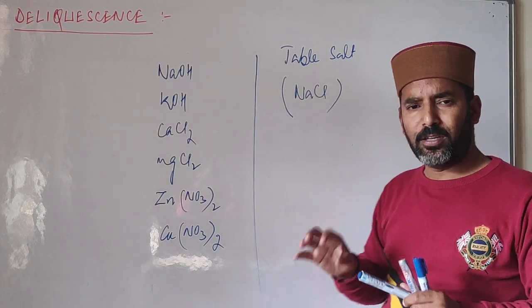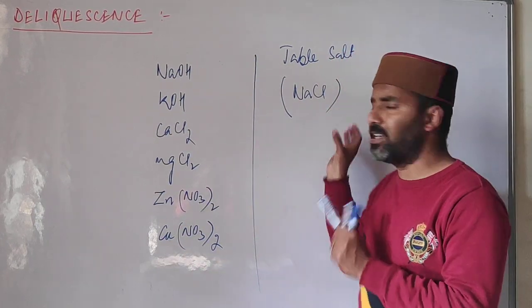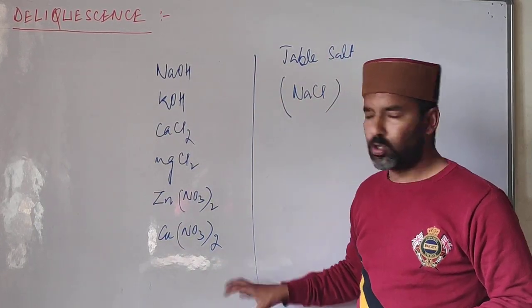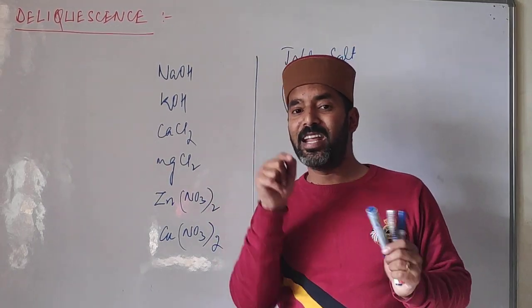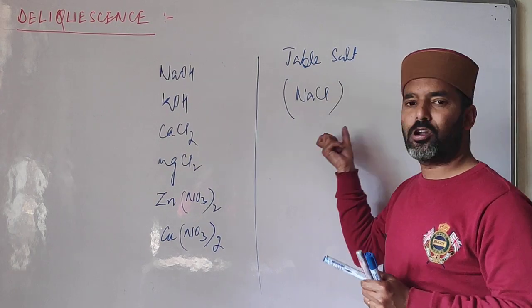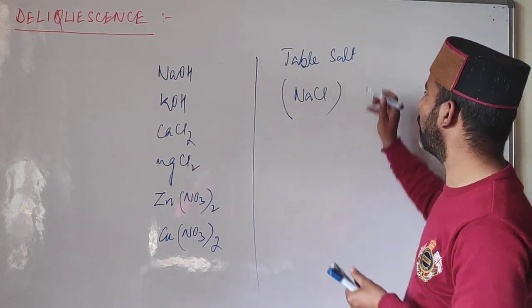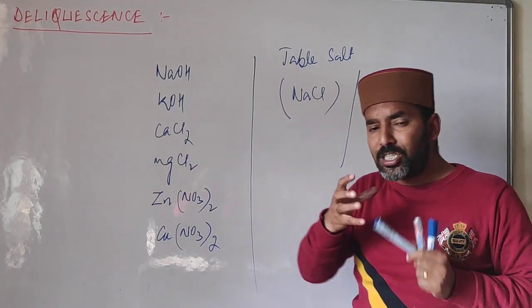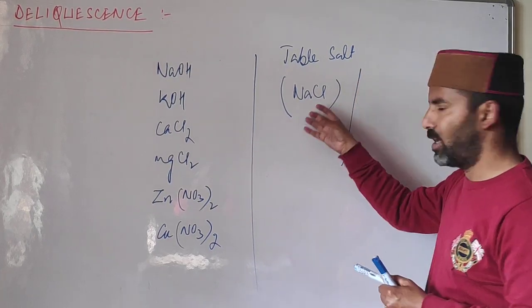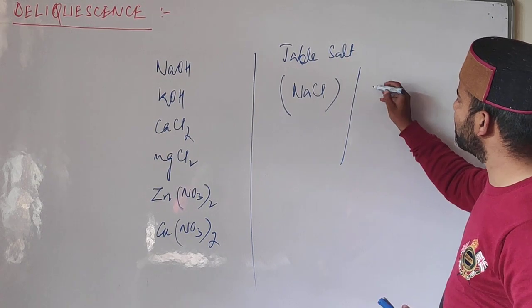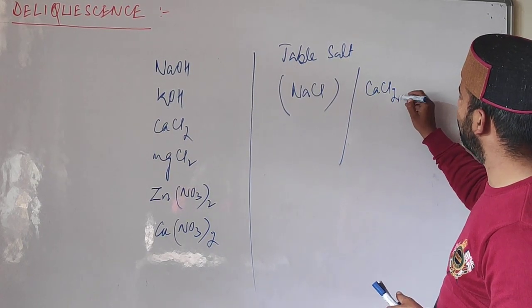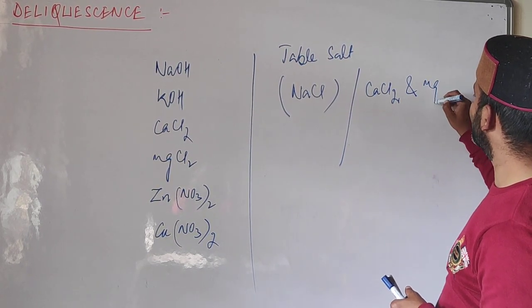Because NaCl is not hygroscopic, or NaCl is not deliquescent. So NaCl itself does not absorb moisture. But students, in rainy season, table salt becomes wet. It is due to the fact that the commercially available sample of NaCl, which we use as, say, cooking salt, contains impurities of calcium chloride and magnesium chloride.